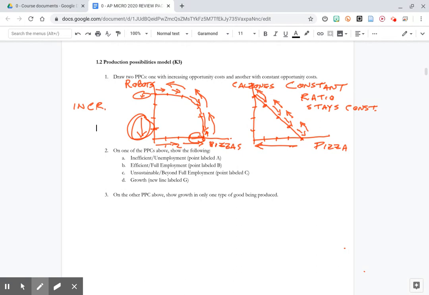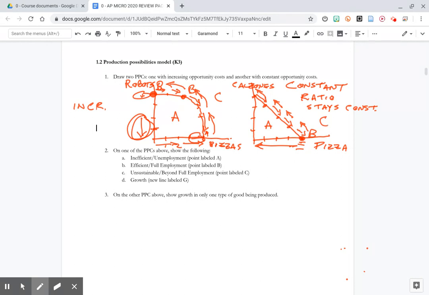Now let's label a couple of points on these. Inefficient or unemployment is going to be anywhere beneath a curve. So any dot beneath the curve as long as it's bounded by the two axes. Efficient or full employment would be any point on the curve, right? And so it could be a full allocation to just pizza, for example, or a full allocation up here to just robots. That's still efficient, but it's counted as full employment. Beyond full employment is any point out here, and that would be kind of unsustainable.